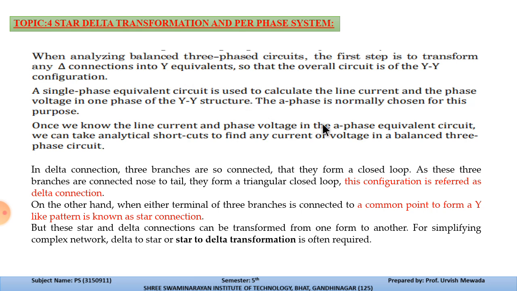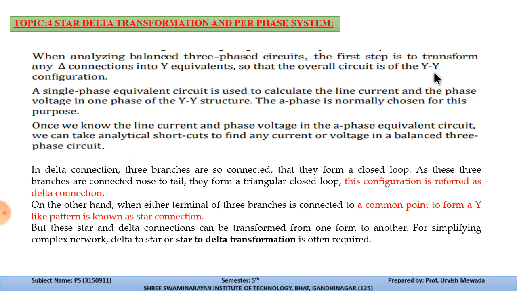star connected network. Now in single phase equivalent circuit, generally it is used to calculate the line current and the phase voltage. So whenever we want to calculate the phase voltage, we must convert any delta connected circuit into the star, because we can take out neutral from the star circuit only. So once we know the line current and phase voltage in a phase equivalent circuit, we can take the analytical shortcuts to find out the current or voltage in balanced three phase circuit.